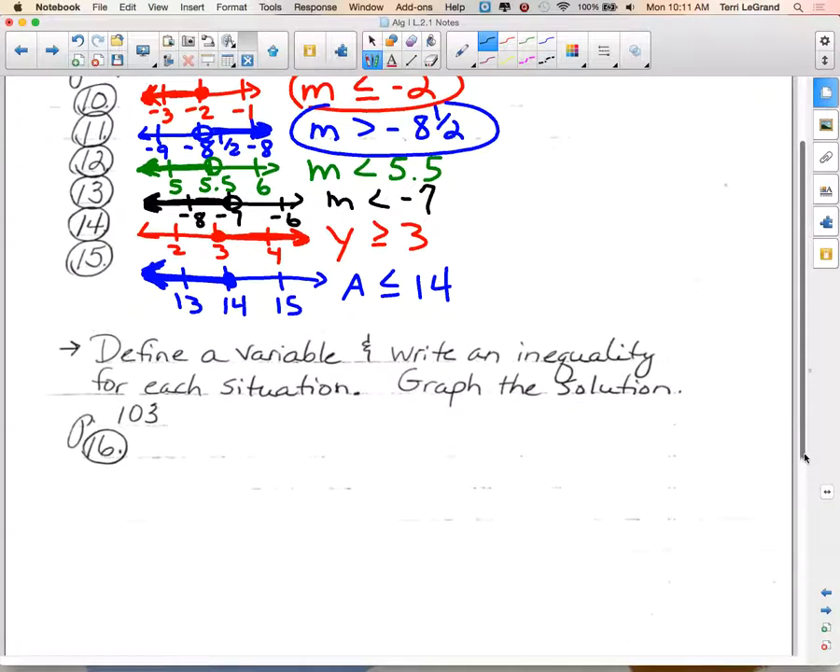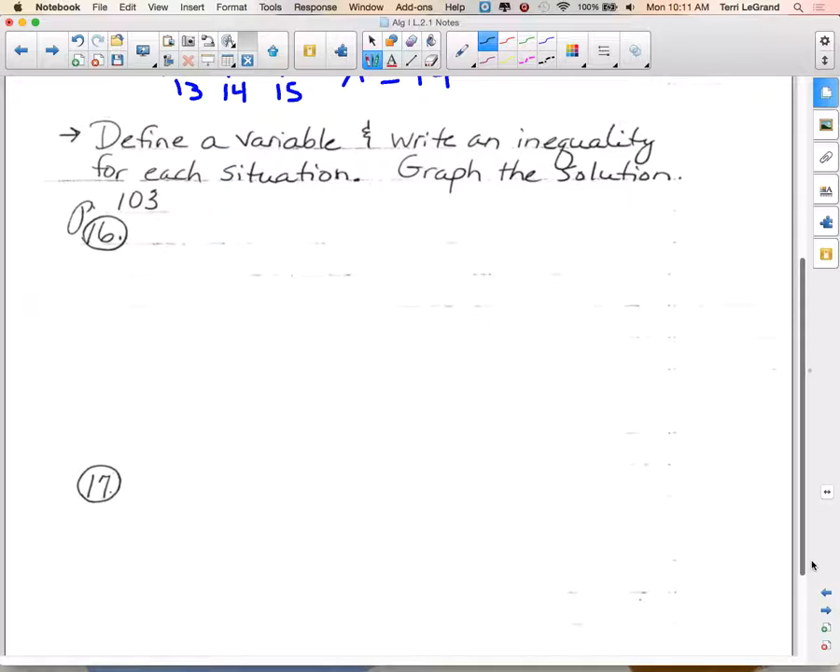Okay, then let's move on to doing numbers 16 and 17 on this page. Okay, so first of all, read number 16 to yourself. We have to write, looks like our directions are to define a variable, write an inequality for the situation, and graph it. Okay, so the first thing we do is describe what our variable is representing in the situation. What's our variable going to represent in this one? Whoever wants to share that gets to pick the variable also.